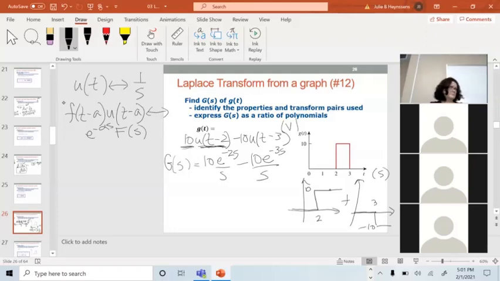Why do you subtract the second pulse from the first one? Because if I didn't subtract the second pulse off, this graph would be 10 for all time. So once it gets to time t equals 3, I want to subtract 10 from it. Okay. Yeah.